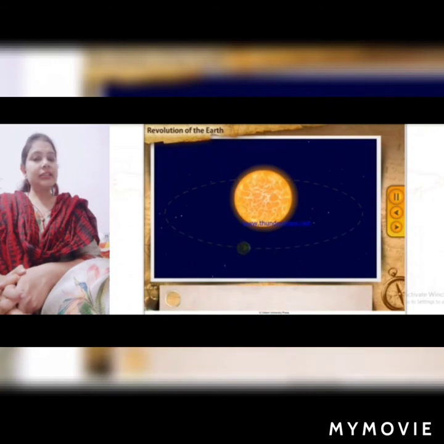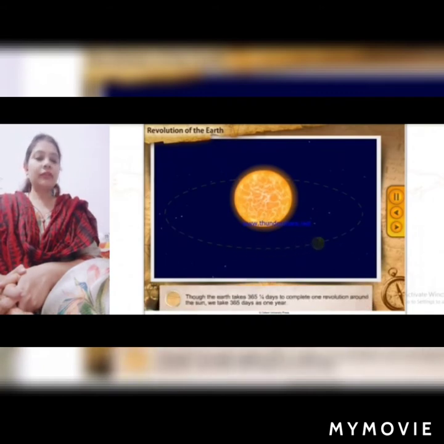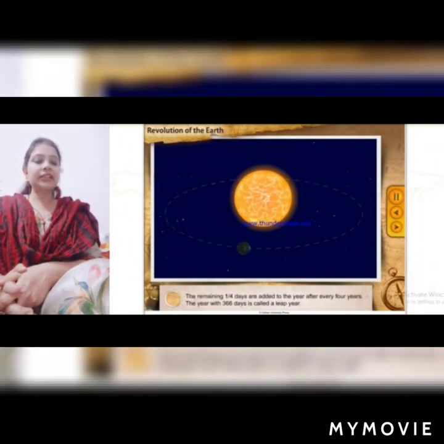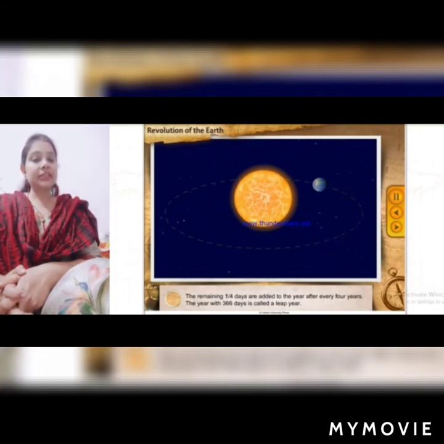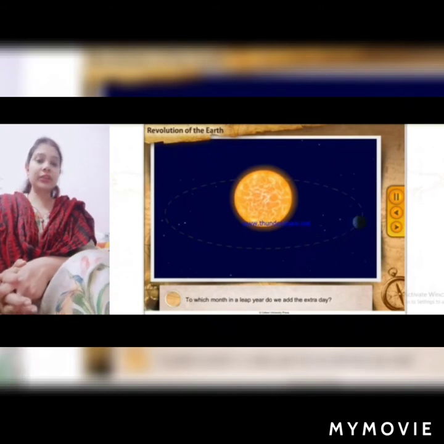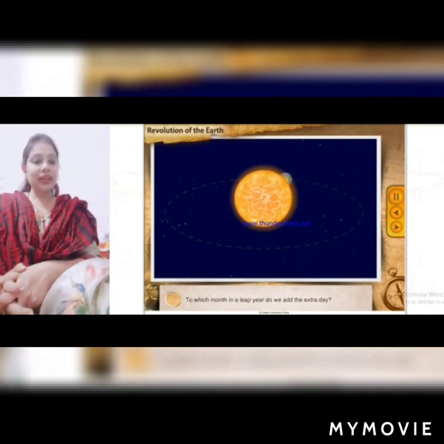Though the Earth takes 365 and 1/4 days to complete one revolution around the Sun, we take 365 days as 1 year. The remaining 1/4 days are added to the year after every 4 years. The year with 366 days is called a leap year. To which month in a leap year do we add the extra day? In a leap year, we add the extra day to February.